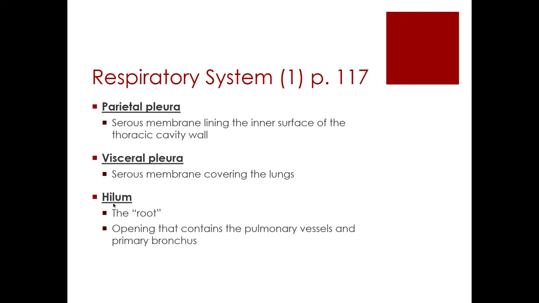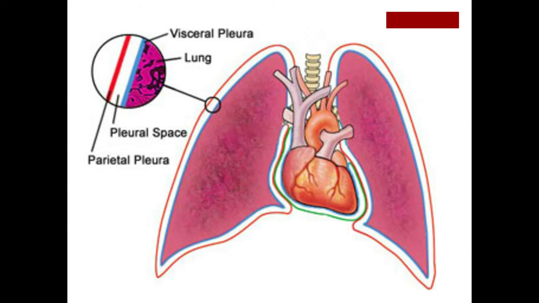We also have something called the hilum. This is just the opening that blood vessels and something called the primary bronchus, which we'll discuss later, will be able to enter the lung and access the interior of the lung.